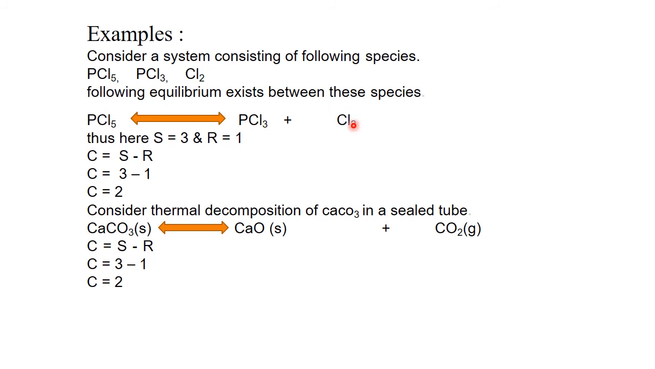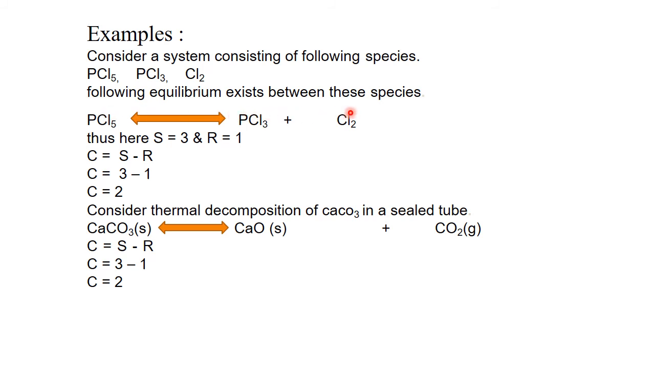And the R is equal to 1, because the chemical reaction which occurs during the conversion of PCl5 to PCl3 is one. So the formation of PCl3 occurs in one step. So the value of R is equal to 1. Put the value of R and S into the equation: C is equal to S minus R.